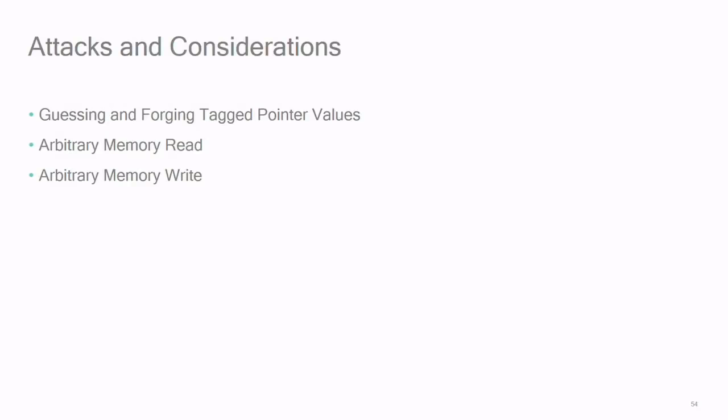For arbitrary memory write, this would be an attacker who has exploited, say, a stack or heap buffer overflow or a use-after-free vulnerability, and they can write to arbitrary memory locations. With pointer authentication, we can protect sensitive pointers by authenticating them. So saved return addresses or function pointers, we can't prevent an attacker from overwriting them, but we can at least catch it when they try to dereference the pointer. Similarly, we can protect pointers to sensitive data structures.